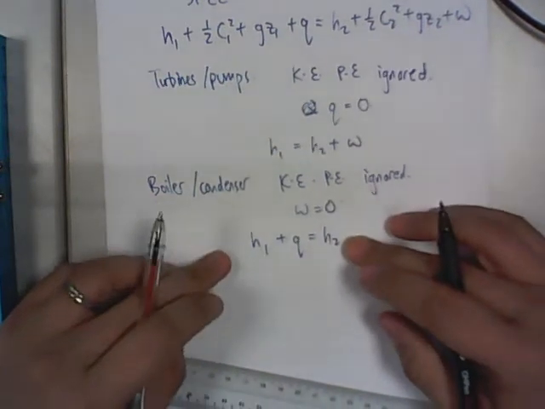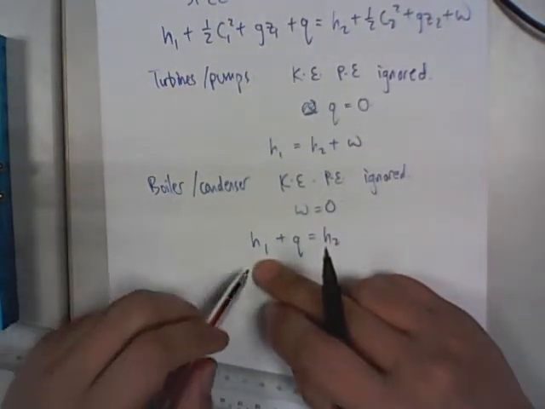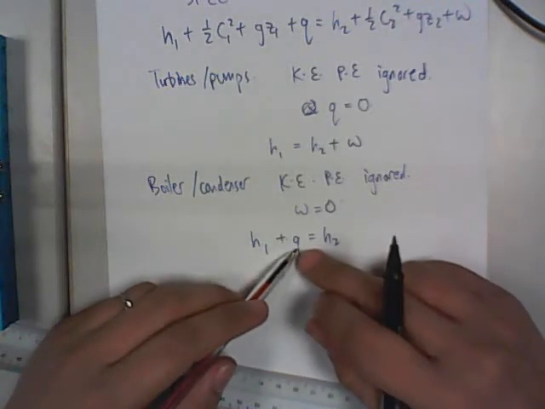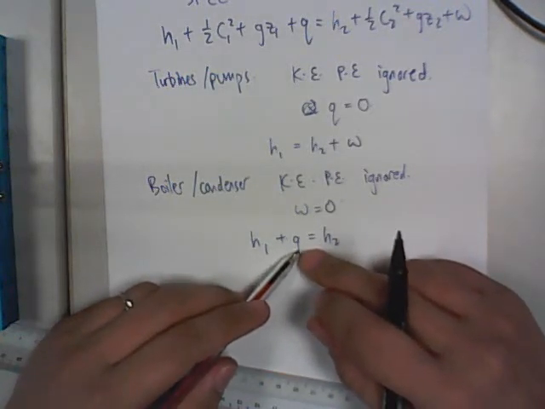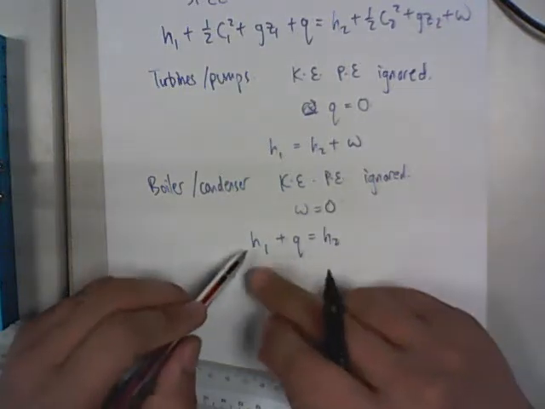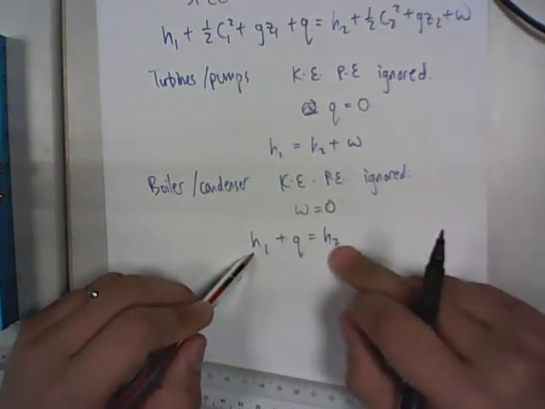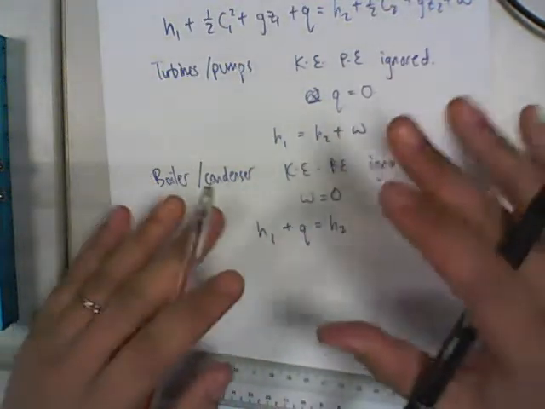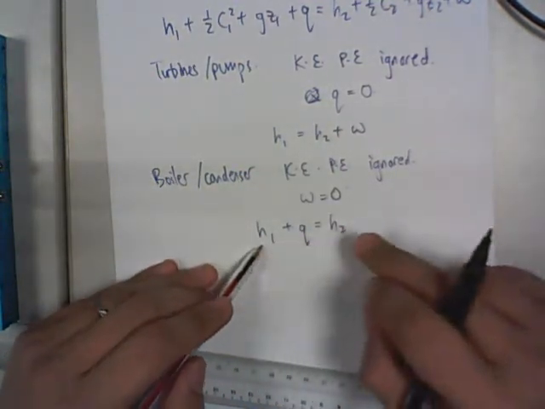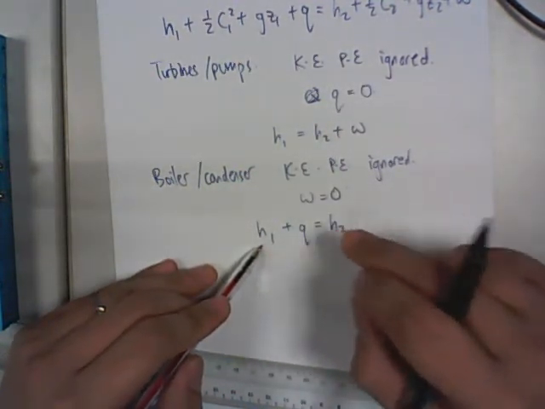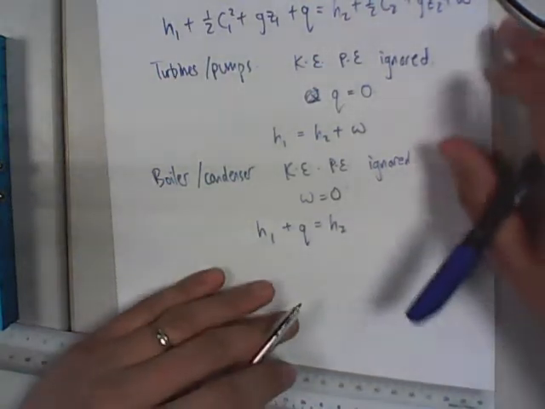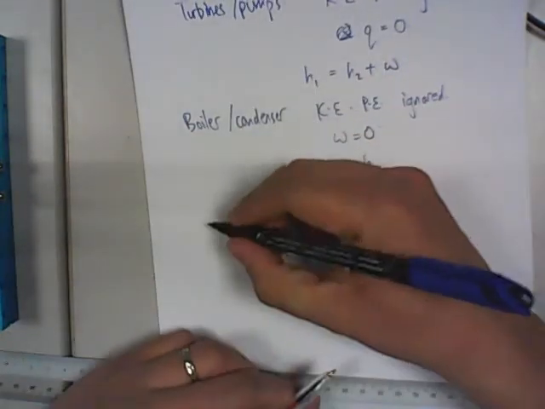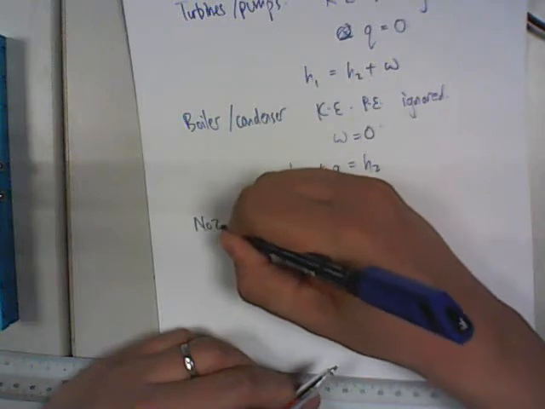And if it is a boiler, the heat will be transferred into the liquid itself. So the initial H1 should be lower than the outlet H2. If it is a condenser, the fluid loses heat. So your H1 should be higher than H2, meaning that Q will be a negative heat loss, meaning heat loss.